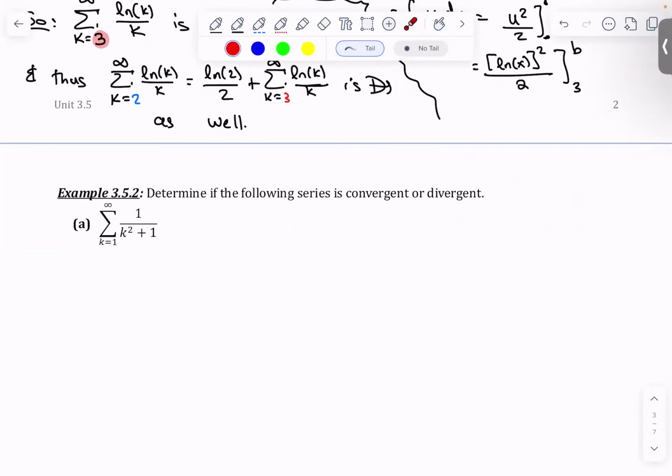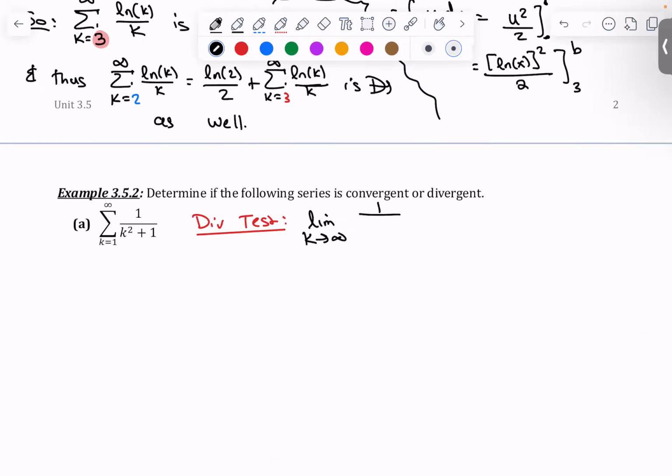So this one, determine if the following series is convergent or divergent. Well, divergence test, because remember, that's what we should always try to do first. The limit as k approaches positive infinity of 1 over k squared plus 1. Please, please not equal 0. Damn it. It is inconclusive because the limit equals 0.